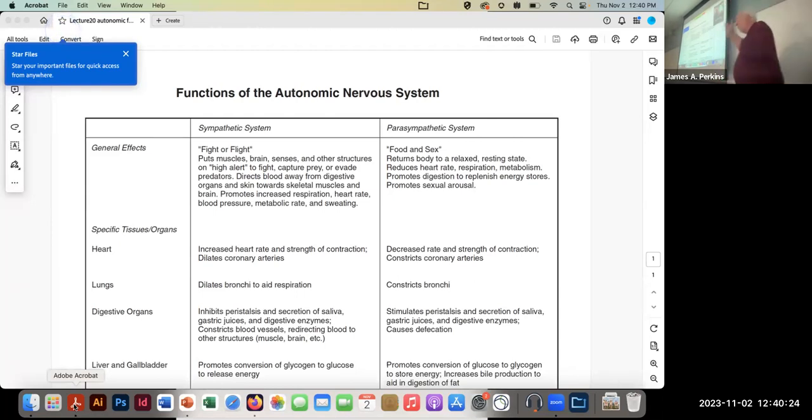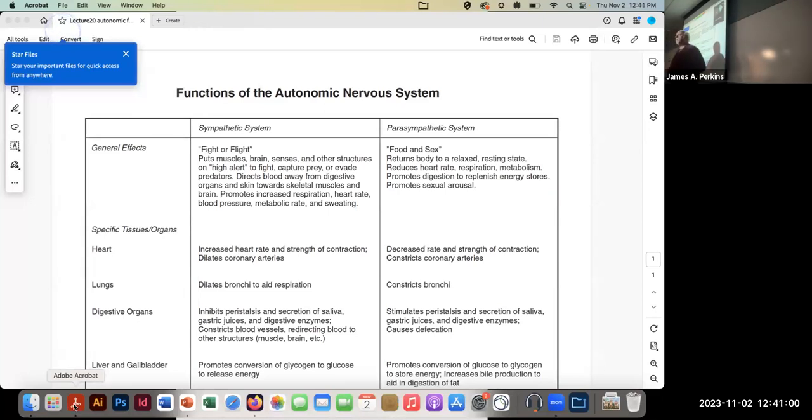So we've got two main columns here, the sympathetic system and the parasympathetic system. And so what this is listing is the action of these different systems on different organs in the body. So it starts out with a general overview. So the sympathetic system, as I said, it's involved in this fight or flight response. It is preparing the skeletal muscles for rigorous physical activity. And it's also putting the brain on high alert so that the brain can make split-second decisions about things.